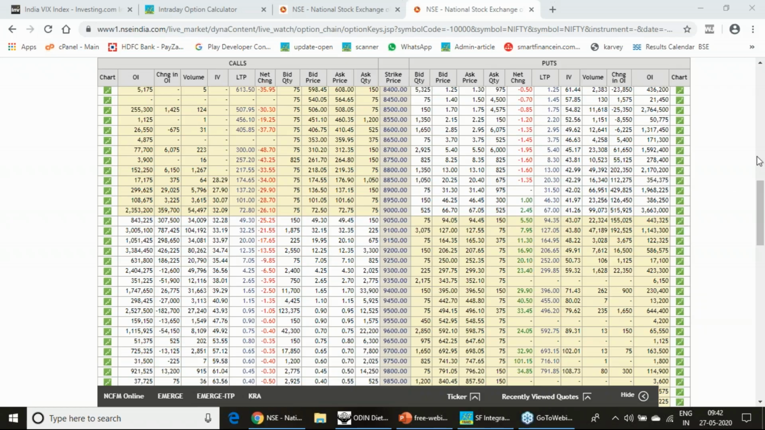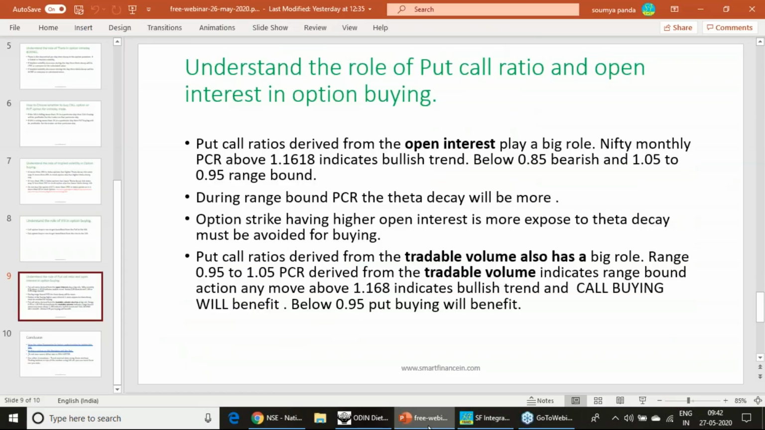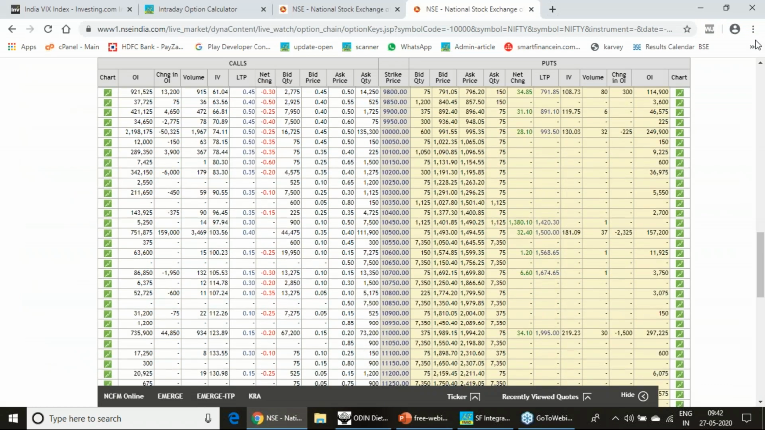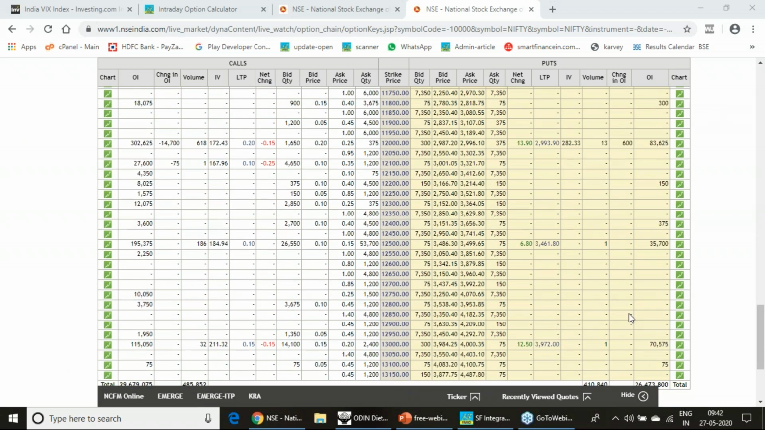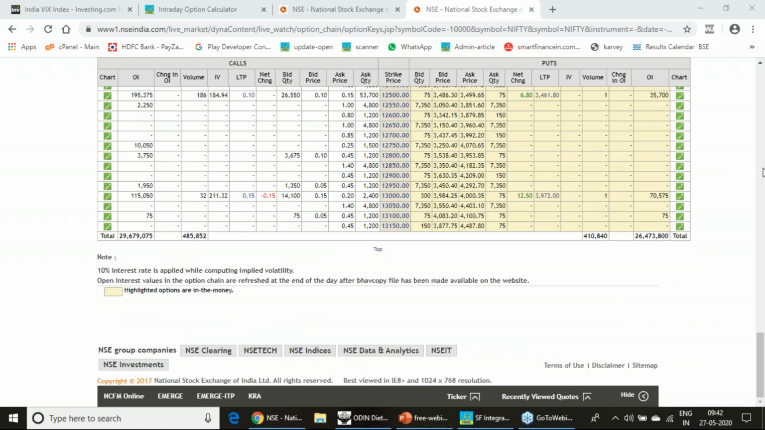And coming to the put call ratio, this also gives you a great idea about the trend. Put call ratio can be found in two different ways: one with respect to open interest, another with respect to the traded volume. How many put contracts have been traded, how many call contracts have been traded. Any option chain you open, you will get this.